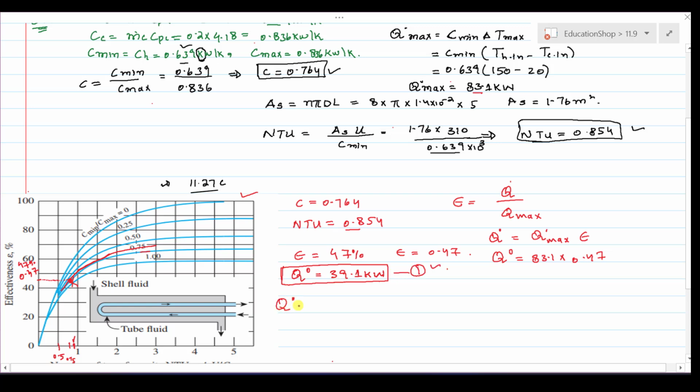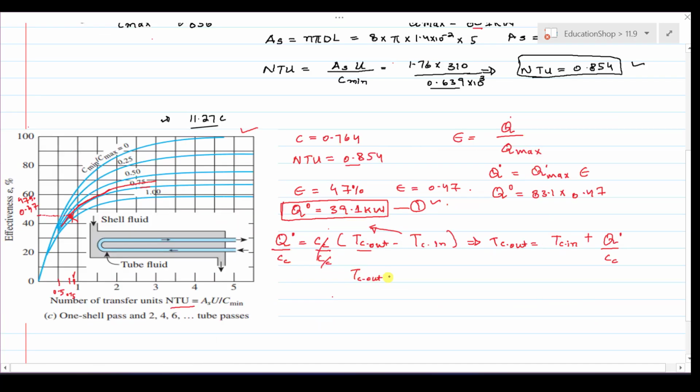Also this actual heat transfer is equal to the capacity rate of the cooled fluid times the cool temperature out minus the cool temperature in. We are interested to find this term, the cool temperature out. Divide both sides by Cc, the capacity rate of the cooled fluid. Shift this term to that side. I can say that T cooled out is equal to T cooled in plus Q dot divided by the capacity rate. Now T cooled out is equal to, what is T cooled in? Temperature, that is 20, plus Q dot, that is 39.1, divided by the capacity rate of the cooled fluid, 0.836. Just solve this on the calculator and it will give you T cooled out, that is 66.8 centigrade. This is the second requirement that is asked in the statement.